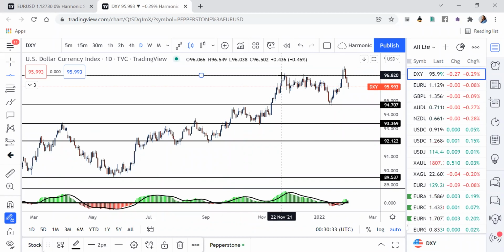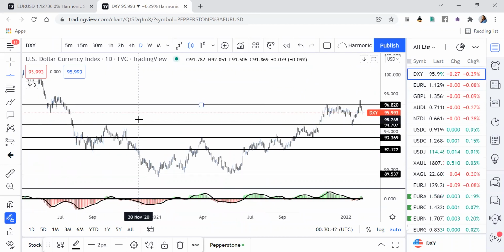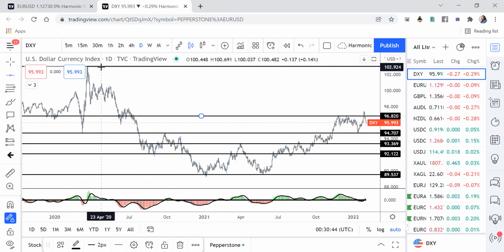That's the daily time frame. That's it. That's structure on the daily time frame. Every single horizontal line that I placed on the chart just now is the daily time frame structure.